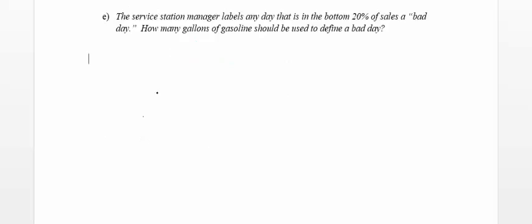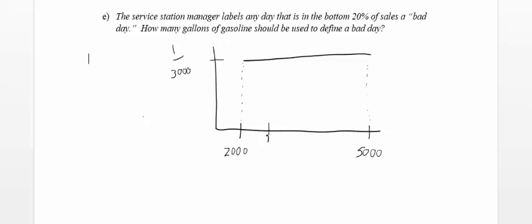Service station manager labels any day that is in the bottom 20% of sales as a bad day. Let's always start with a picture. It just makes our job of calculating something so much easier. So whenever we're in the bottom 20% of sales, so when we sell, this is the amount of gasoline we sell, whenever we're in the bottom 20%, that's considered a bad day. So whenever we sell less than this K value, we're in the 20%. So this is the same concept of base times height. We're just solving for something else.